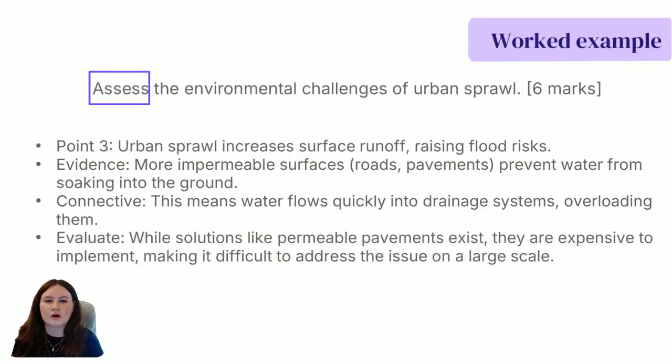And the final point, urban sprawl increases surface runoff, raising flood risks. Evidence, more impermeable surfaces, roads or pavements, prevent water from soaking into the ground. Connective, this means that water flows quickly into drainage systems, overloading them. And evaluate, while solutions like permeable pavements exist, they are expensive to implement, making it difficult to address the issue on a larger scale.